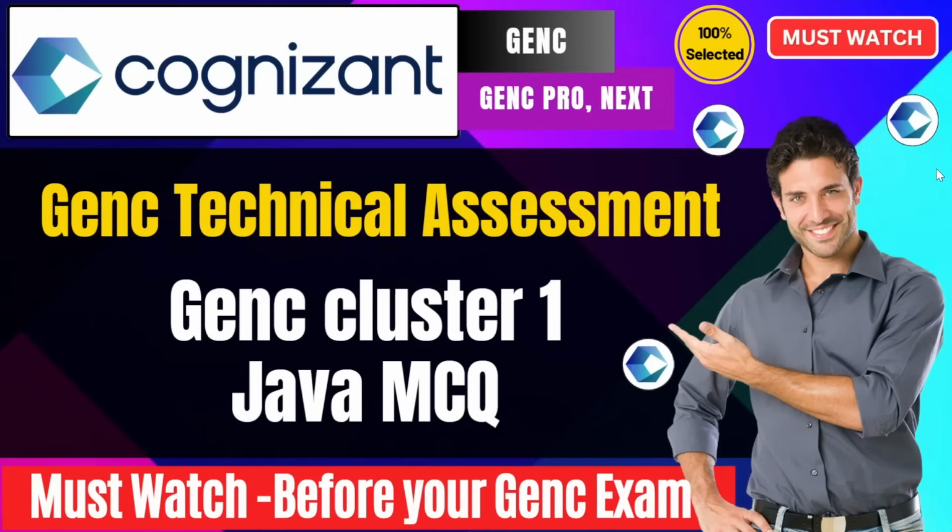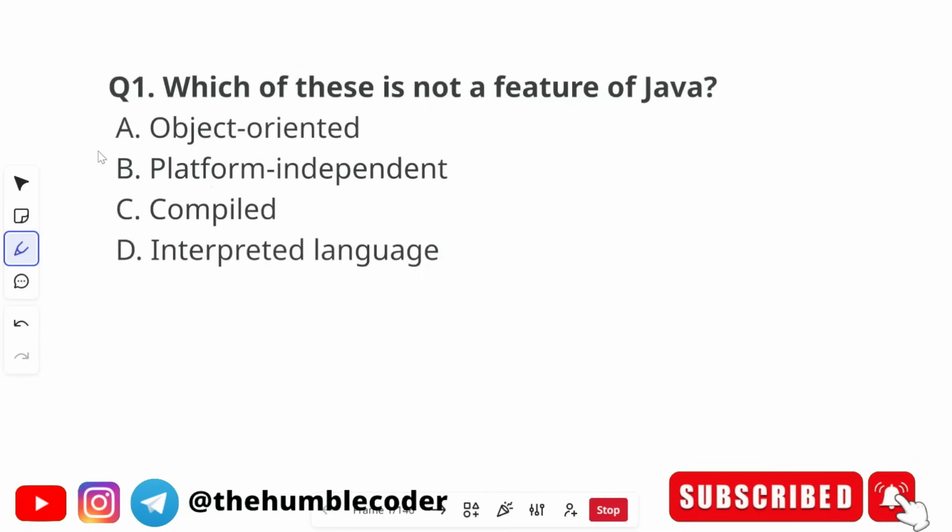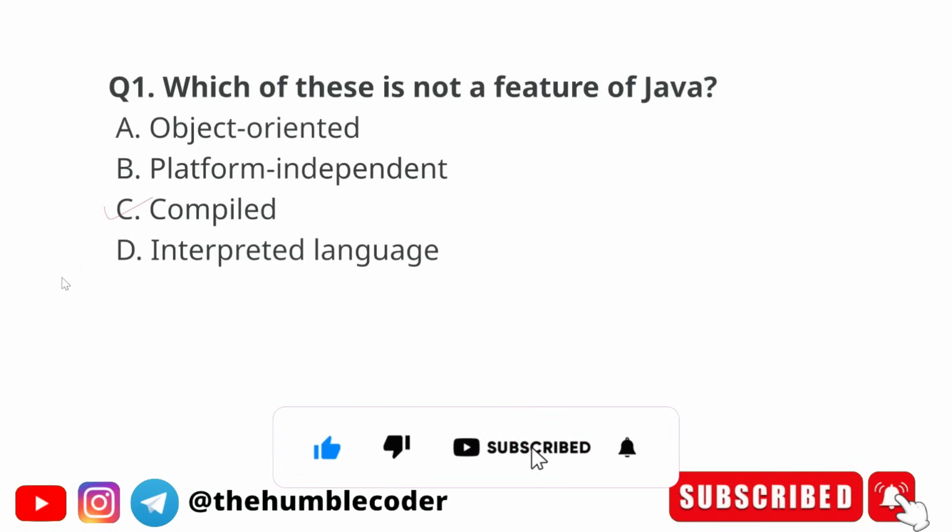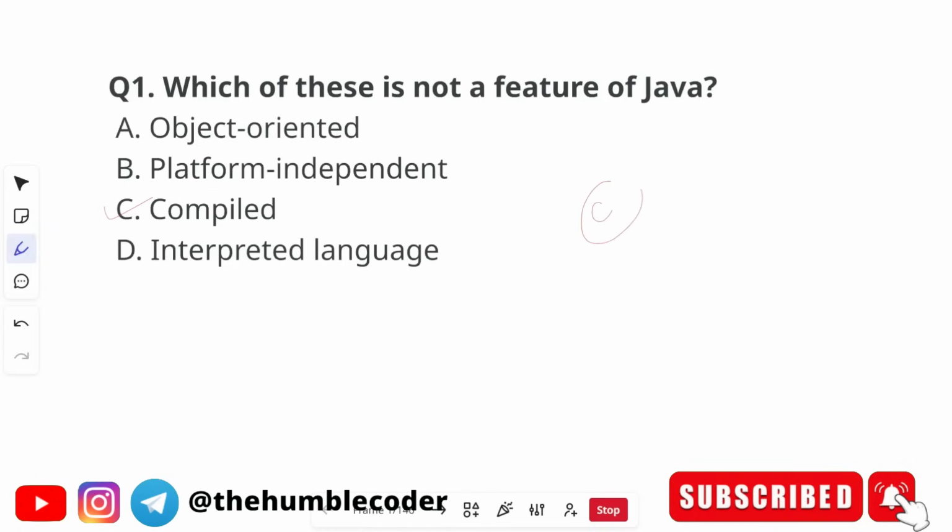So let's get started with first question. Which of these is not a feature of Java? The options are object oriented, platform independent, compiled, and interpreted language. So guys, the correct answer for this one will be compiled. Java is basically known for its object oriented, platform independent, and interpreted language, right? Compiled languages are directly converted into machine code, which is not a feature of Java. That is why the correct answer of this question is option number C.